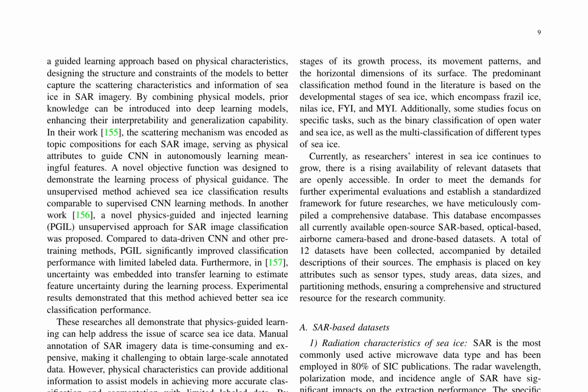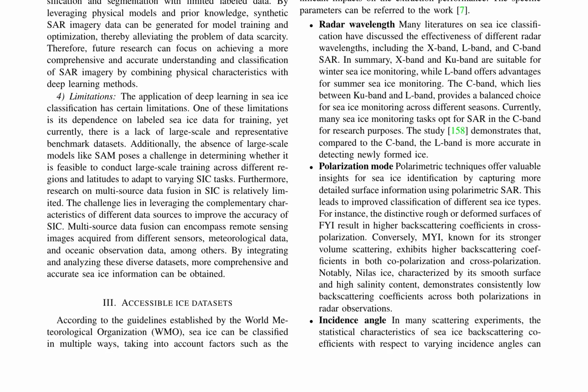By encoding physical attributes into the learning process, these approaches can achieve comparable results to supervised CNN learning methods with limited labeled data. One of the major limitations of deep learning in sea ice classification is the lack of large-scale and representative benchmark datasets. To address this limitation, researchers have compiled a comprehensive database of openly accessible sea ice datasets, including SAR-based, optical-based, airborne camera-based, and drone-based datasets. This database provides a standardized framework for future research and enables the evaluation of different sea ice classification methods.